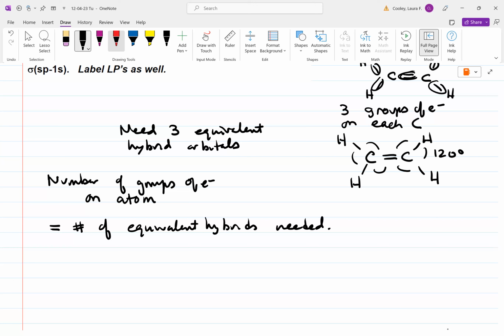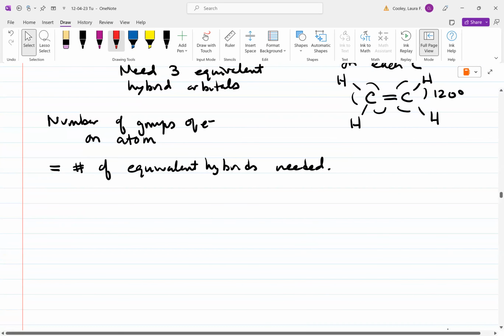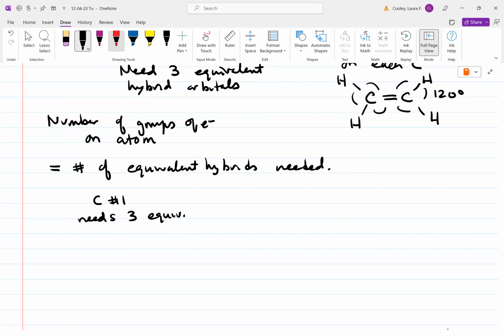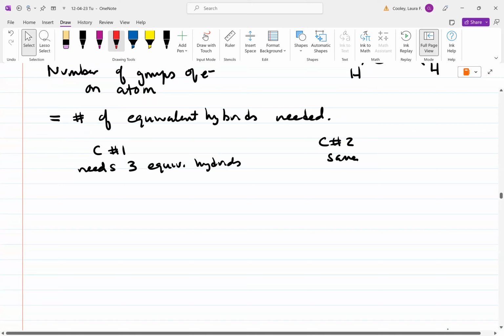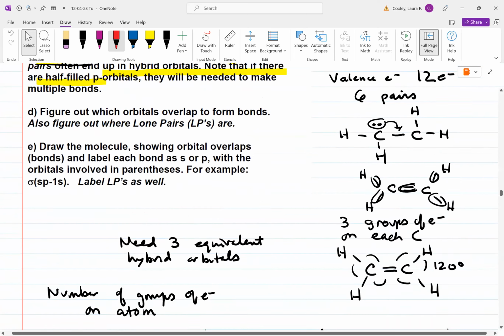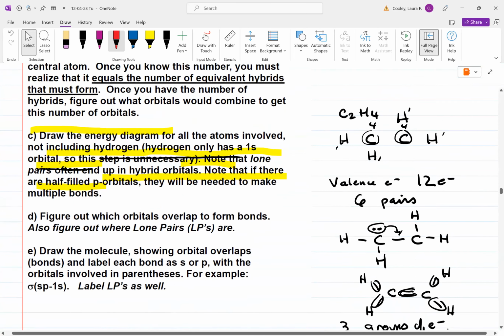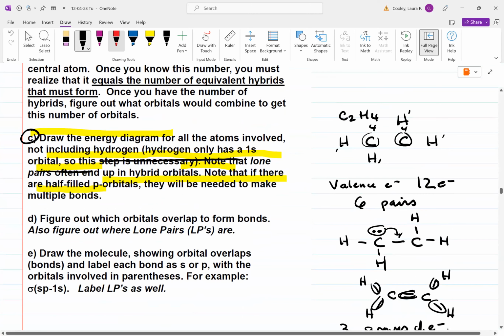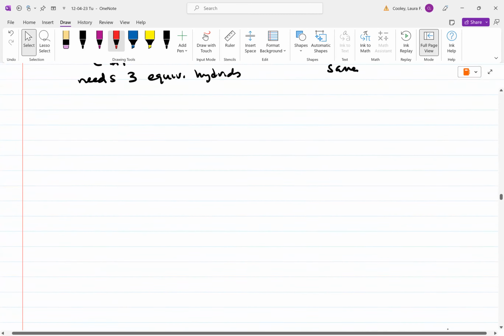So how many equivalent hybrids am I going to need on carbon? On the first, let's call it carbon number 1, it's going to need 3, right? Equivalent hybrids. And the same for number 2. Okay. So the next thing to do, if we go back to our list here, is to draw this energy diagram, just the way we did before.